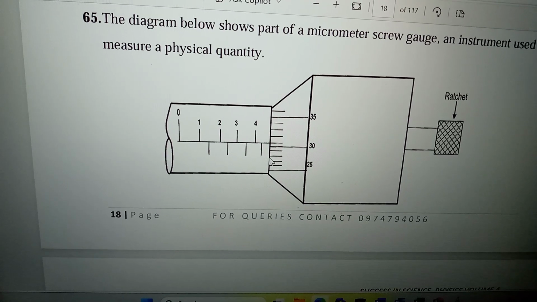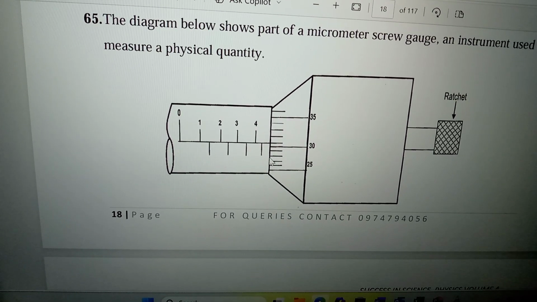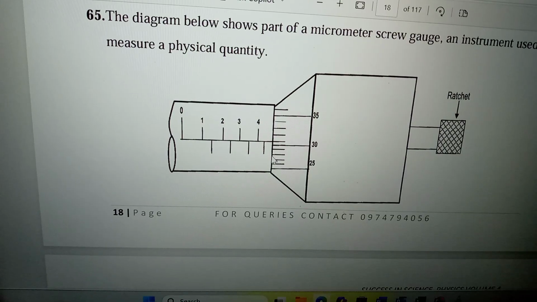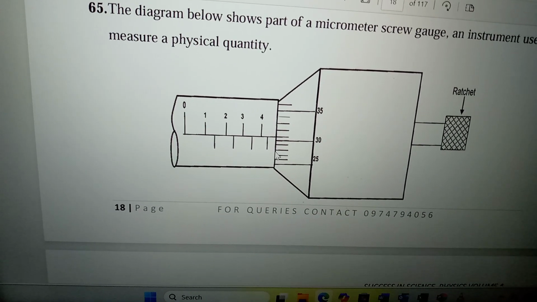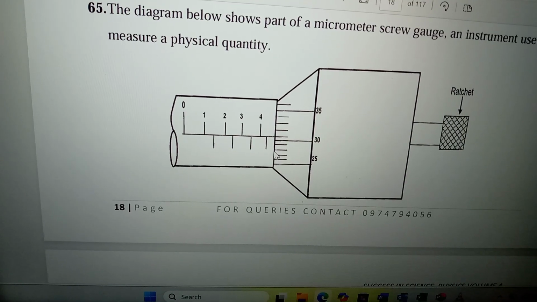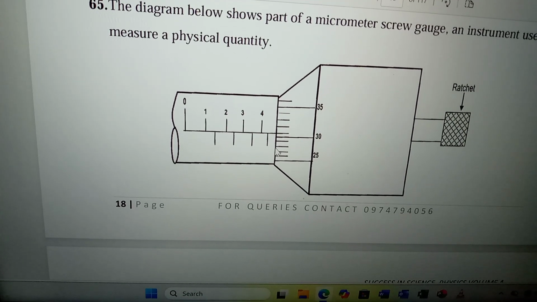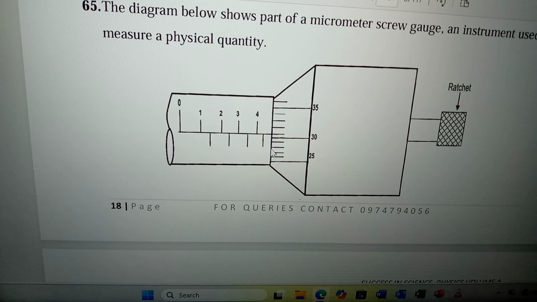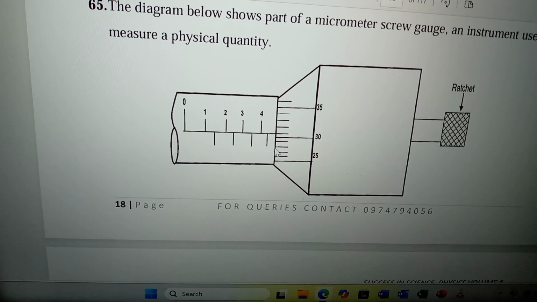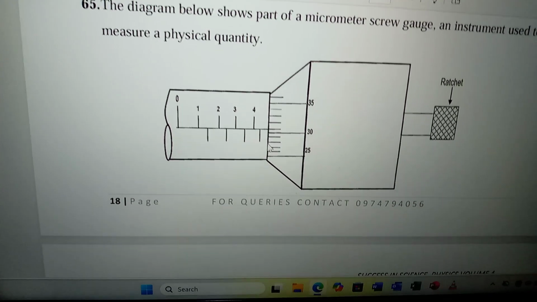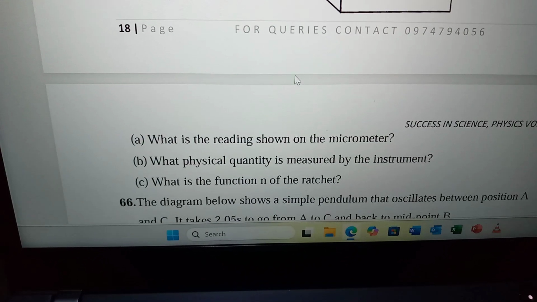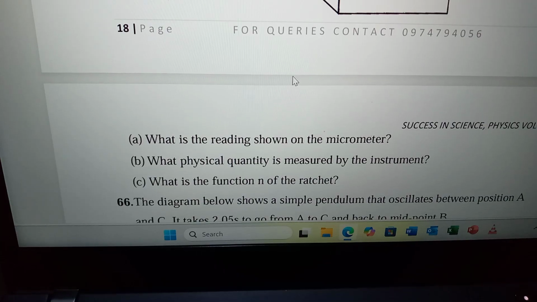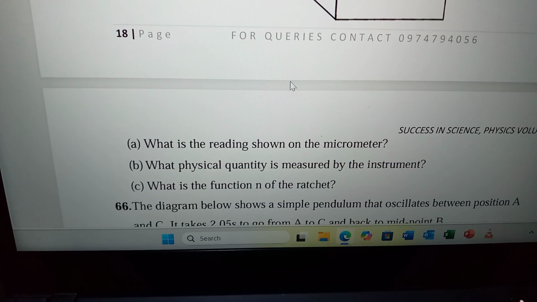So what you're going to do is that you're going to use 0.01, symbolizing millimeters always. But for the vernier caliper, if you have not been given, you also use 0.1 centimeter. We proceed. So they are saying the first question, what is the reading shown on the micrometer screw gauge?